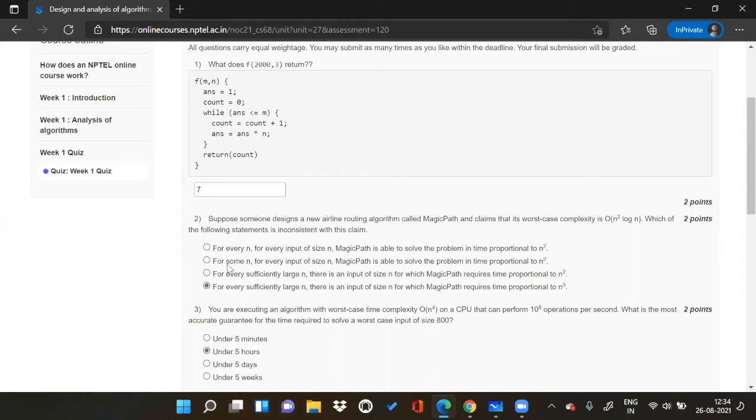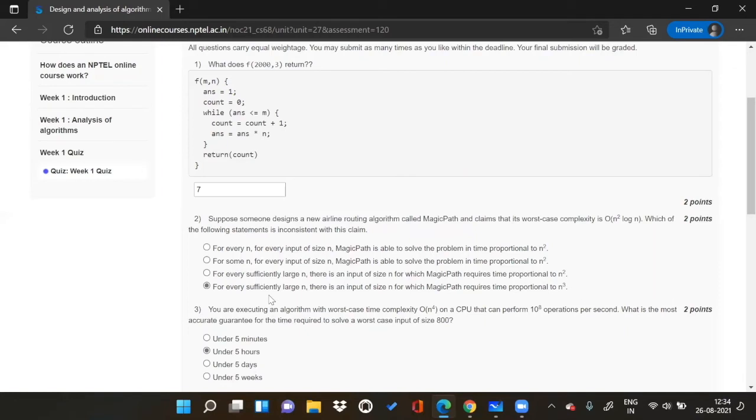The second option says that for some n, for every input of size n, magic path is able to solve the problem in time proportional to n square. So this is the same statement written over again. So I think yes, this is also possible. For every sufficiently large n, there is an input of size n which magic path requires time proportional to n square. Even if it's a very large input size, n square will definitely fit into n square log n. Now let's see the last case.